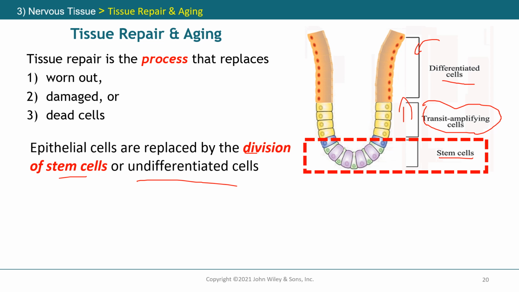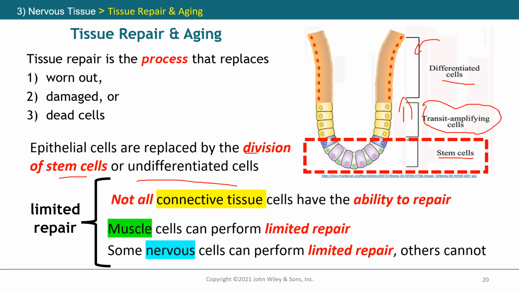And in other parts of the body, different from epithelia, they have limited repair potential. So, for example, not all the connective tissues have the ability to be repaired. Muscle cells can also perform limited repair. And for example, areas of the brain also have limited potential to be repaired. Although before they thought that they don't perform cell division, that there were no stem cells, it has been found that there are, but not as many as in tissues like the epithelia.